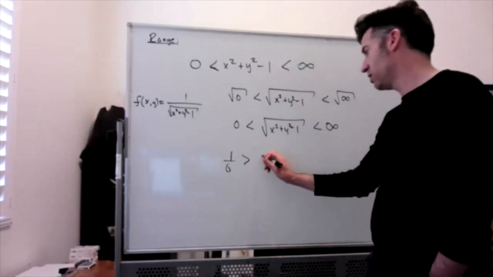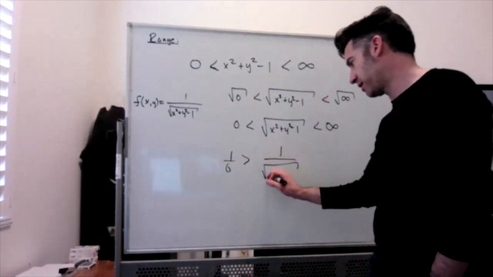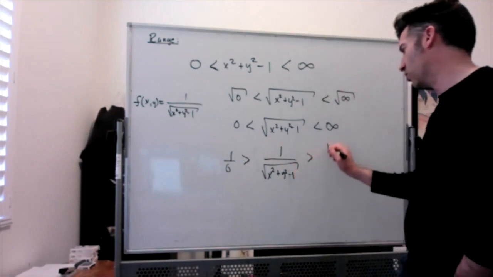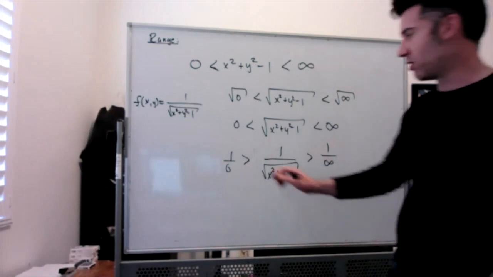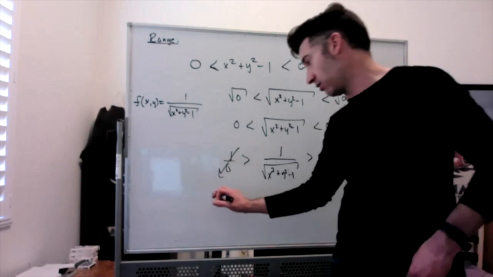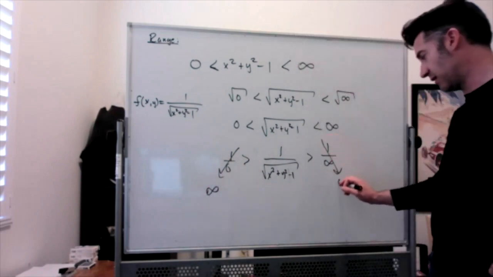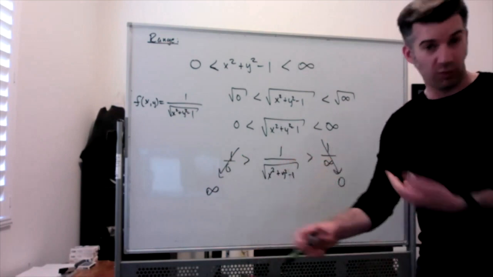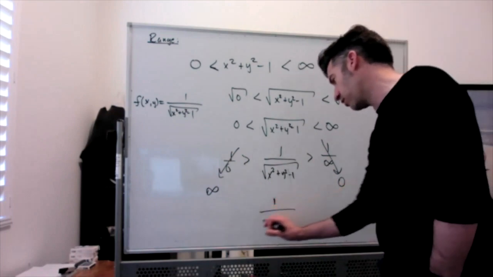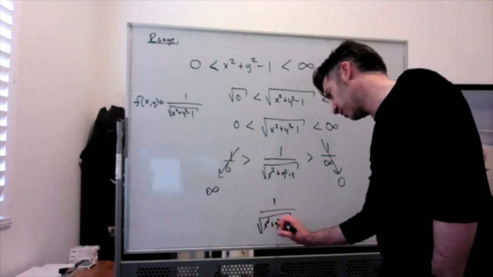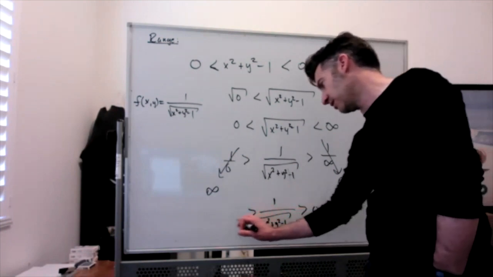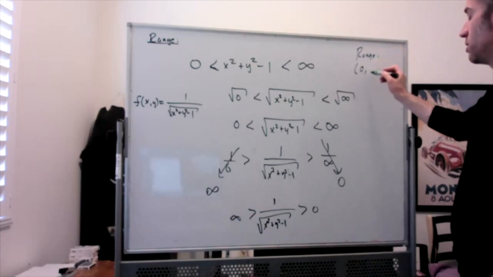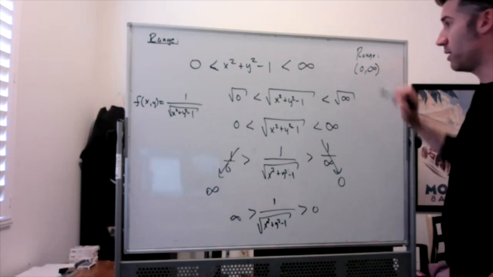Oops, so I take the reciprocal of everything. So 1 over 0 is bigger than 1 over the square root of x squared plus y squared plus 1, minus 1, sorry, is bigger than 1 over infinity. The 1 over 0 really, right, that's getting infinitely large. And 1 over infinity, that's getting infinitesimally small. So look, doing this didn't actually really change anything, but it still is important to do. So here we see, oh yeah, look, my 1 over the square root of x squared plus y squared minus 1 is bigger than 0, but is less than infinity. So my range here is 0 exclusive to infinity exclusive.